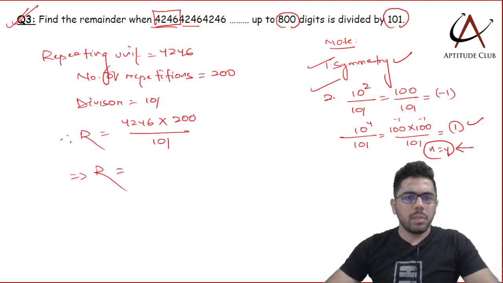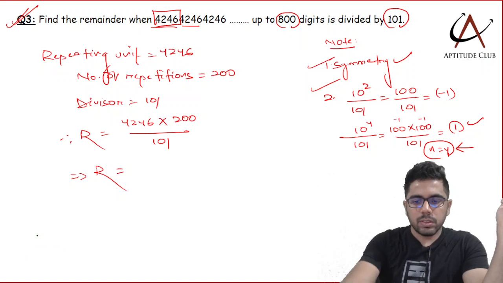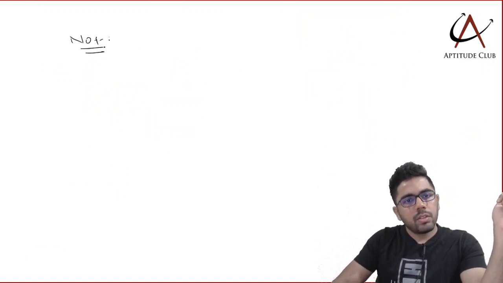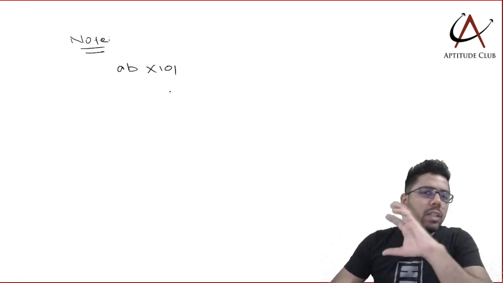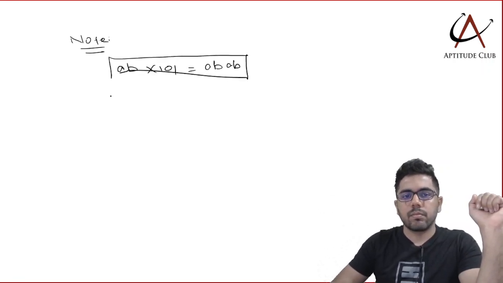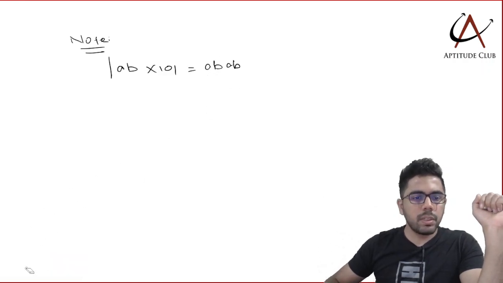अब कैसे सॉल्व करें? अभी तो सॉल्व हो जाएगा, बट इसका भी एक शॉर्टकट है. What is the shortcut? Let me write it here and then we'll come back to the solution. Whenever you multiply any two-digit number with 101, it will just simply repeat itself, AB, AB हो जाएगा.